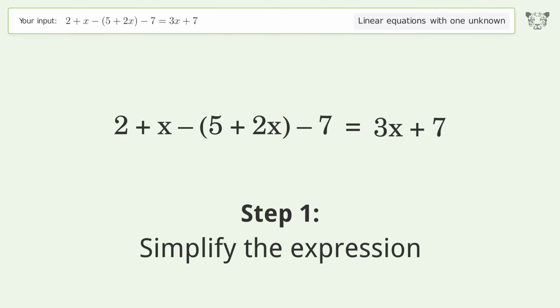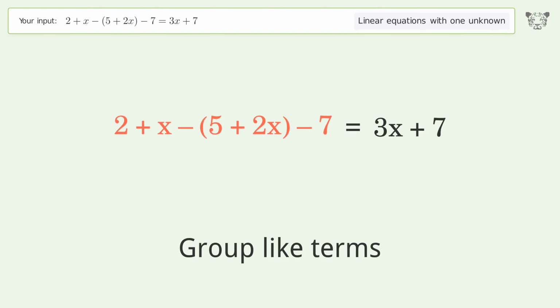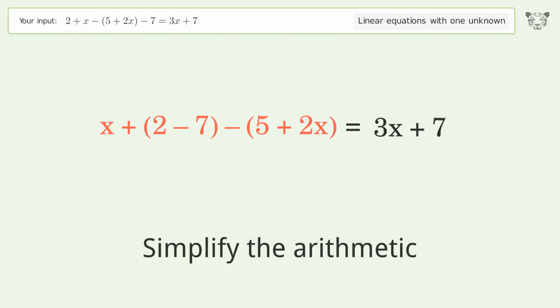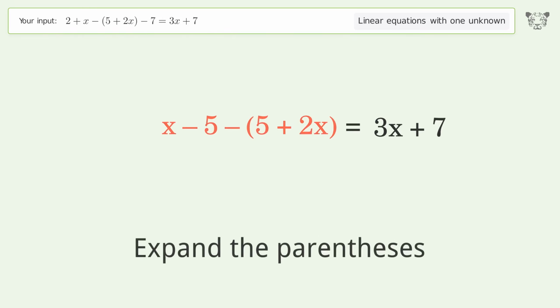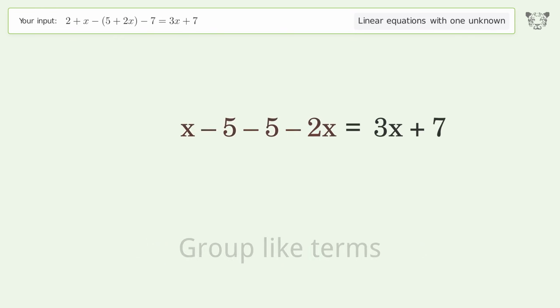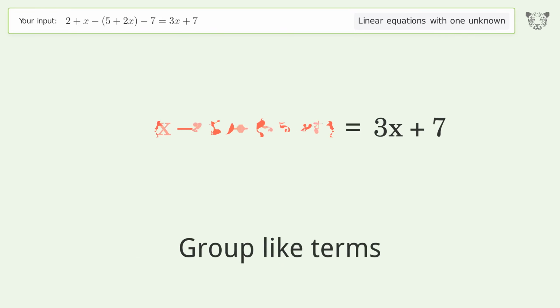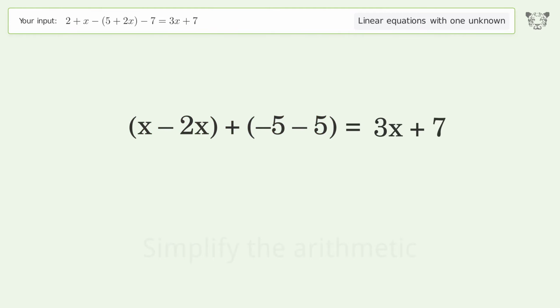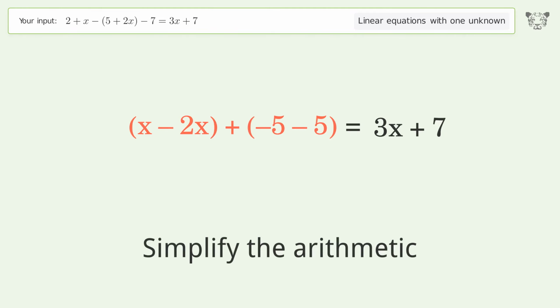Simplify the expression. Group like terms. Simplify the arithmetic. Expand the parentheses. Group like terms. Simplify the arithmetic.